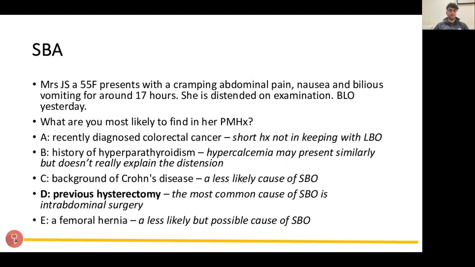Here you've got some possible causes of obstruction. Colorectal cancer is not in keeping with a small bowel obstruction, it's in keeping with a large bowel obstruction. Hyperparathyroidism and the hypercalcemia can present similarly, especially given that the cramping abdominal pain could be stones, and nausea and vomiting is also common in hypercalcemia, although not necessarily bilious. Bilious vomiting is much more common with an obstruction. But it doesn't really explain the distension.